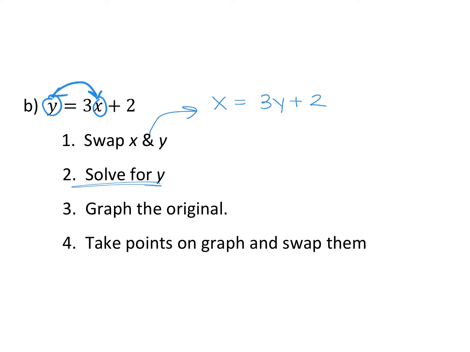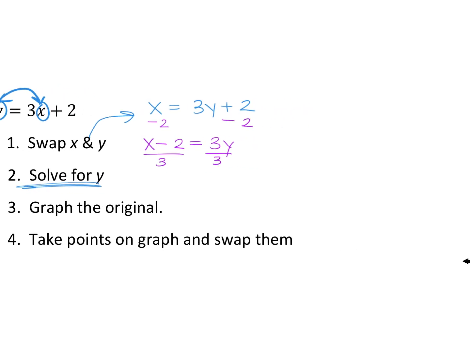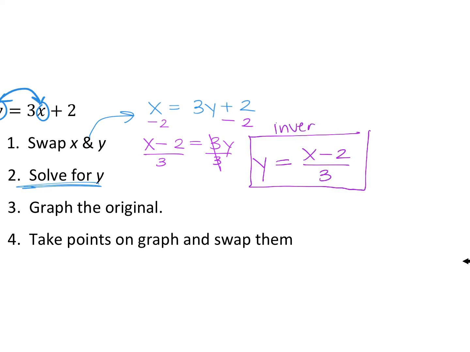How do I then, step 2, solve that for y? What would your first step be to solve that for y? Subtract 2, right? So if I take away 2 and take away 2, I have x minus 2 equals 3y. And then last step to solve for y is divide by 3 and divide by 3. So I get y equals x minus 2 divided by 3. This is my inverse. Okay, that's the equation of my inverse.